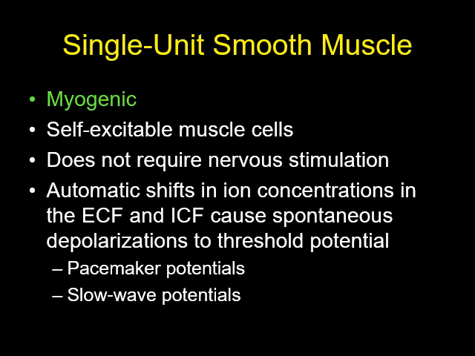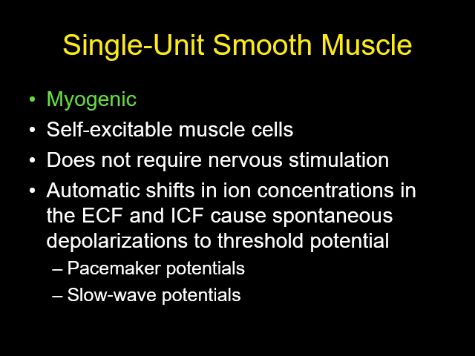Single unit smooth muscle is known as myogenic, which means that certain muscle cells are self-excitable, which means that they do not require nervous stimulation in order to contract. Instead, they experience automatic, spontaneous shifts in ion concentrations between the extracellular fluid and the intracellular fluid, which cause spontaneous, regular depolarizations to threshold. And these can come in two forms: pacemaker potentials seen in the heart, as well as slow wave potentials.